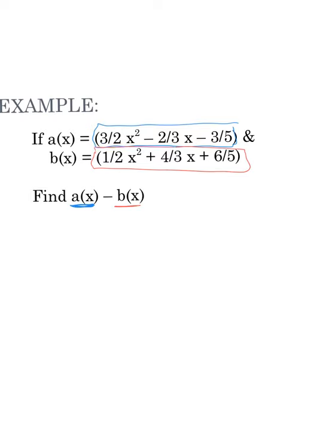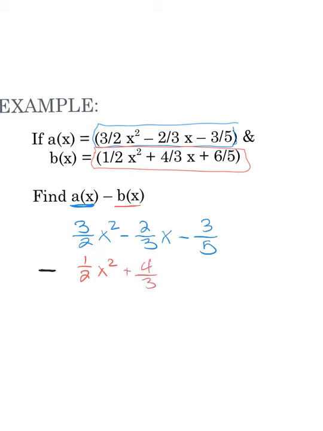So if I wanted to write this down, it says a of x, so 3/2 x squared minus 2/3 x minus 3/5. And we're going to subtract, so we're going to minus. And then we're going to write the b function, 1/2 x squared plus 4/3 x plus 6/5. When we add them together, again, here's where your calculator is going to come in handy. Once again, I do like when I'm subtracting to go keep, change, change. So I'm going to keep this, I'm going to change this, and I'm going to change everything after.